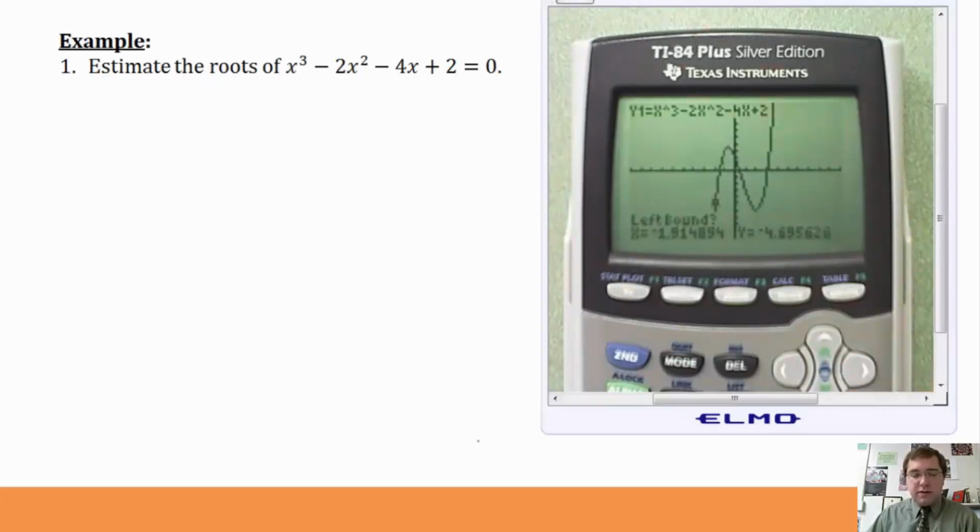See how my cursor is now on the graph to the left of the x-intercept I want? Good. Then I click enter. And it asks me for a right bound, so I need to move to the right of it. This is telling my calculator where to look. So it's going to look between the left and the right bounds. And then it asks for a guess. So I can just leave it where it is and click enter again.